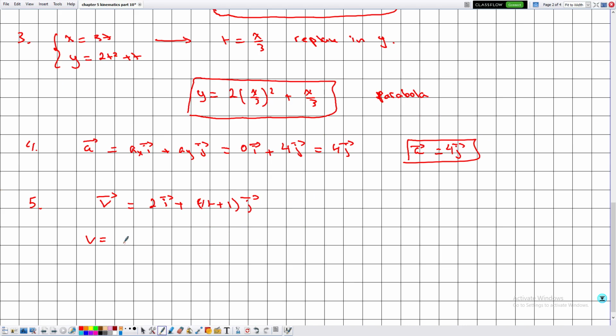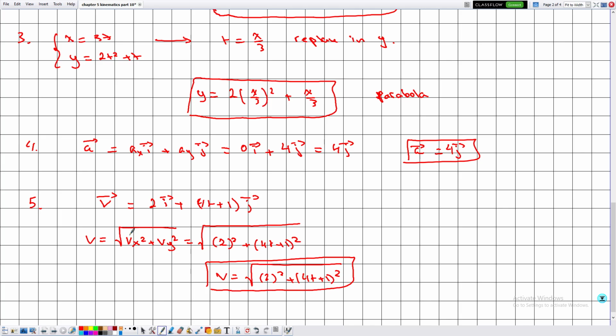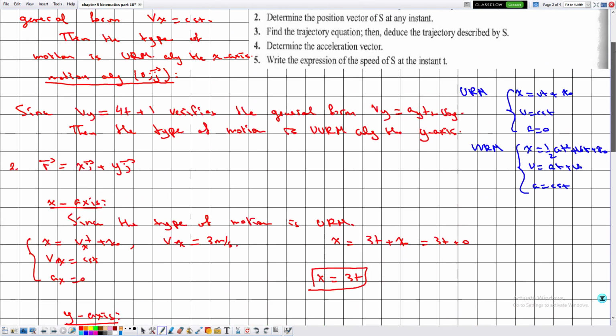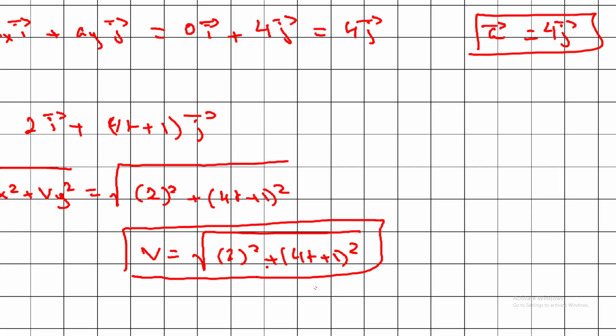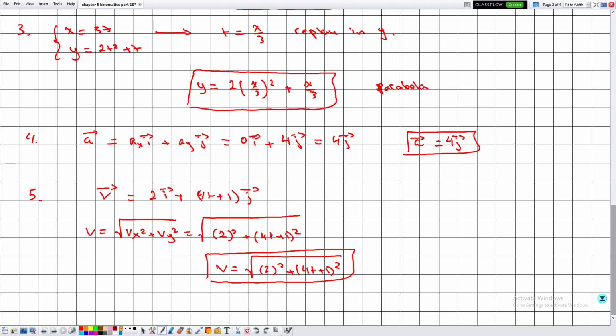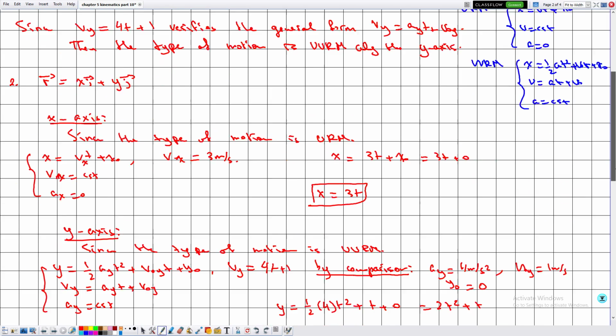So v in this case is given by square root of v of x squared plus v of y squared, which is equal to square root of 2 to the power 2 plus 4t plus 1 to the power 2. So this is the speed, and no need to expand and reduce what is inside the radical. So indeed this is the expression of the speed at an instant. It is the instantaneous speed because the time appears explicitly in this equation.